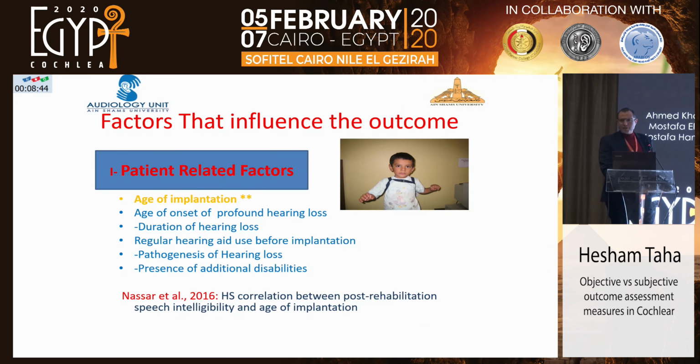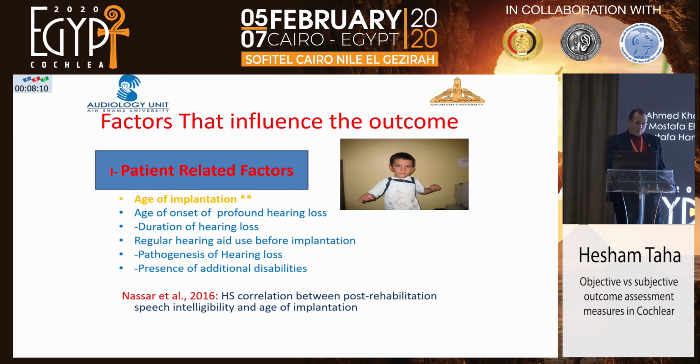First, there are patient-related factors: the age of implantation. If we implant children as early as possible, most probably the outcome will be better. The age of onset of profound hearing loss, duration of hearing loss, regular hearing aid use before implantation, and the pathogenesis of hearing loss. If the patient suffers from meningitis or auditory neuropathy spectrum disorder, for instance, it may have a worse outcome. Also, the presence of additional disabilities such as blindness or mental retardation may have an impact on the outcome of this patient.